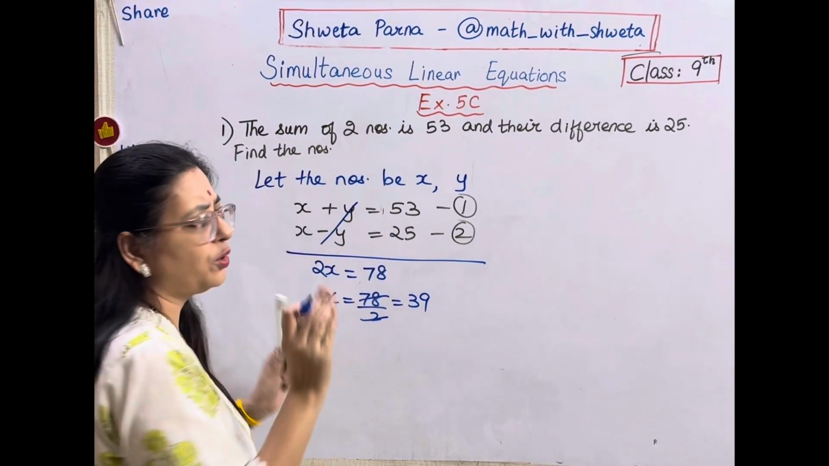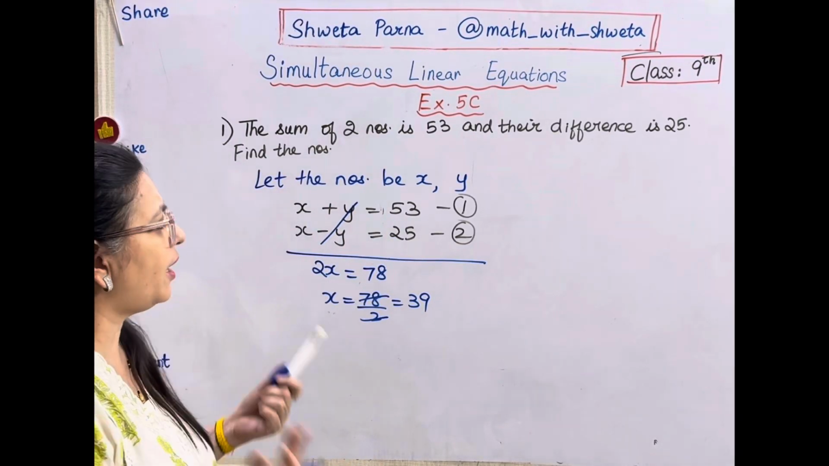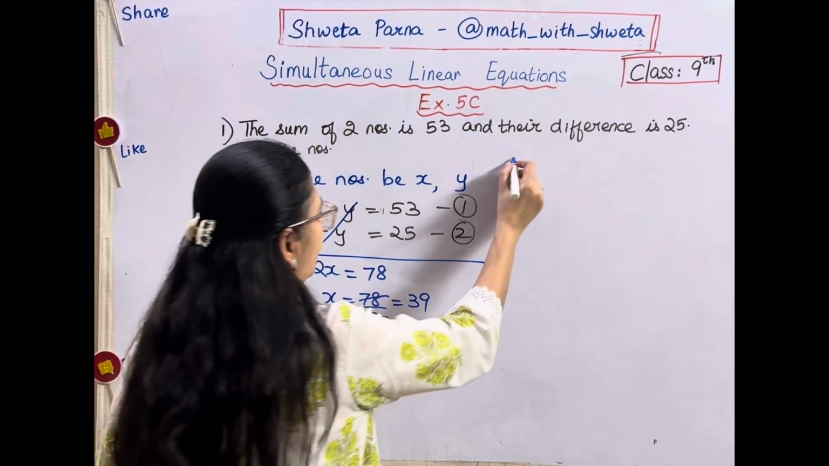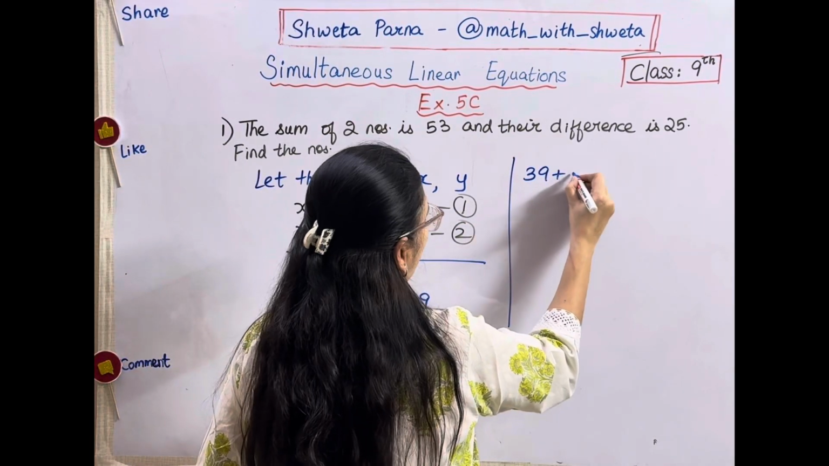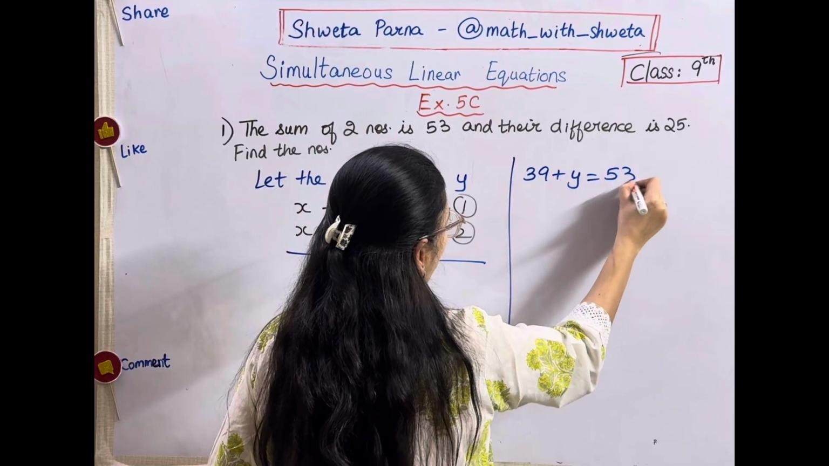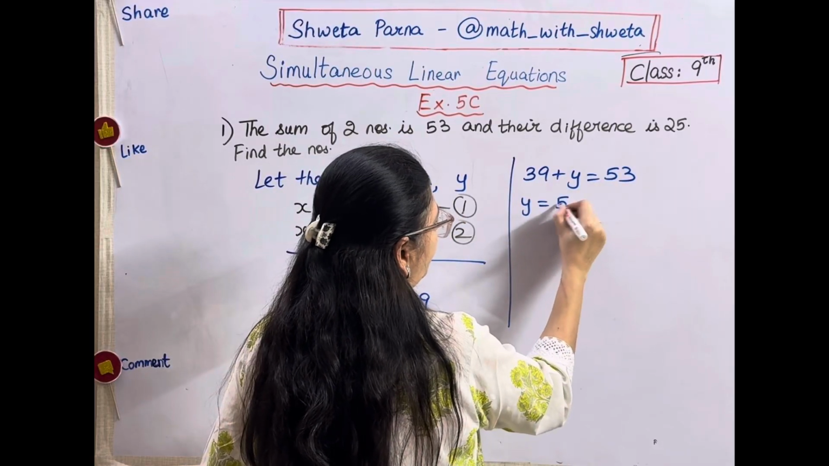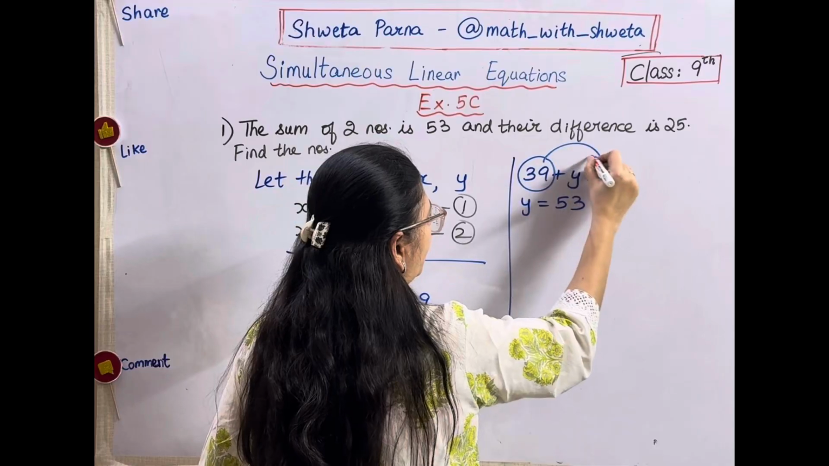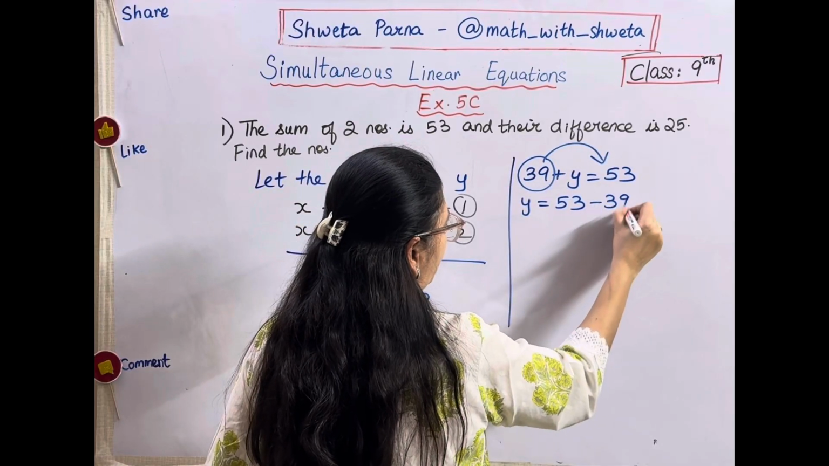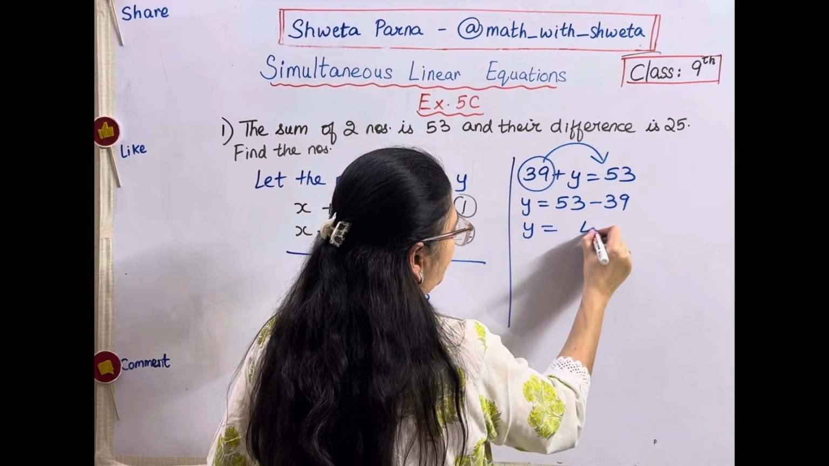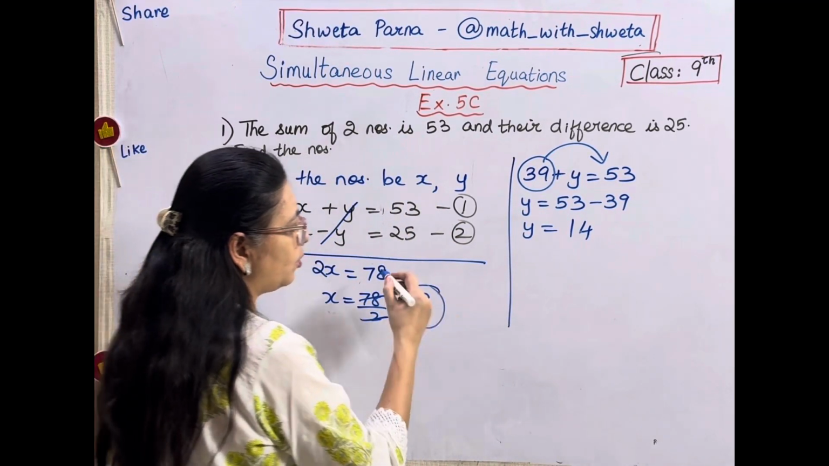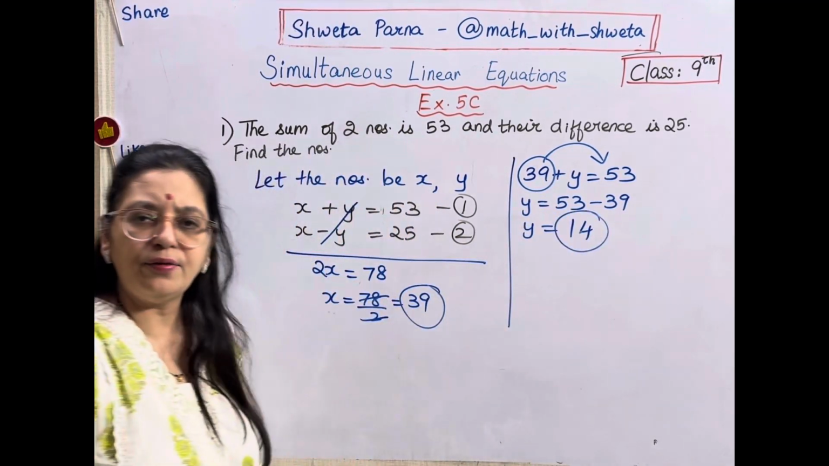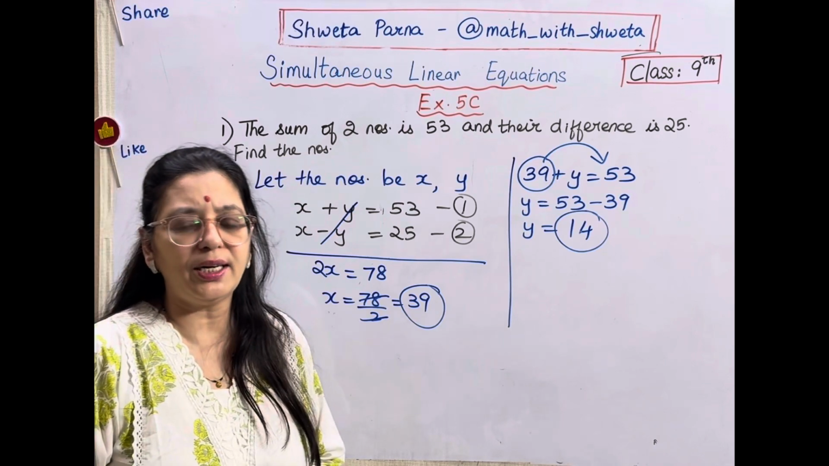Now in any of the two equations, you substitute it and find the value of y. Say I substitute it in this. 39 plus y is equal to 53. So y is equal to 53 minus 39, when it comes to this side, you will subtract it. So y is equal to 14. So what are the two numbers? The two numbers are 39 and 14. Okay, come on, let's go to the next one.